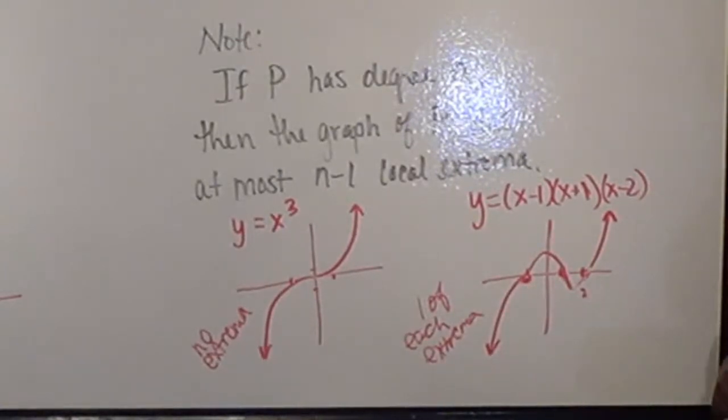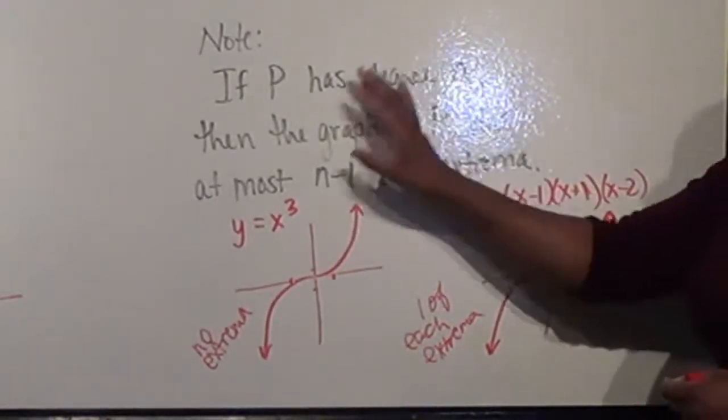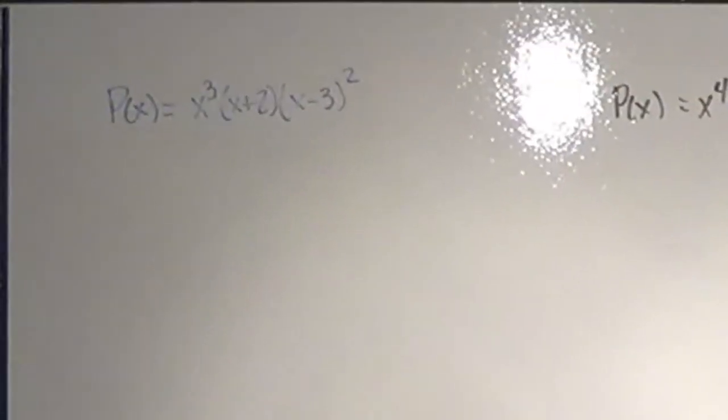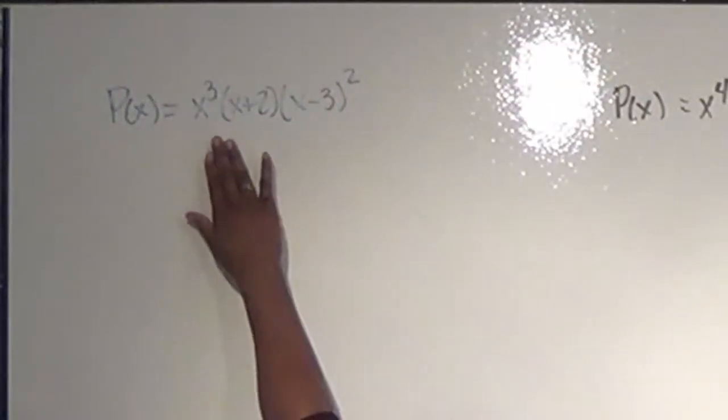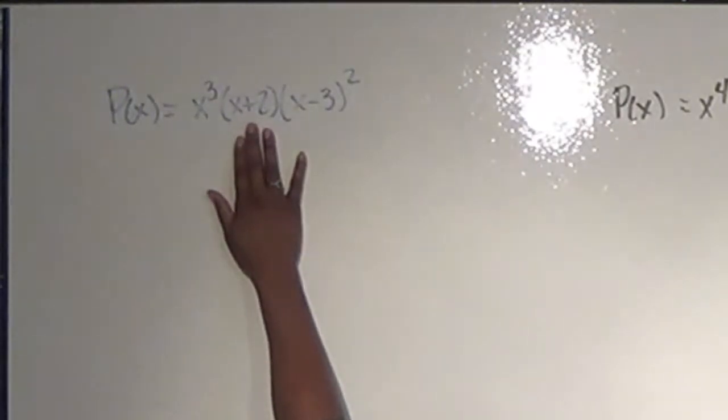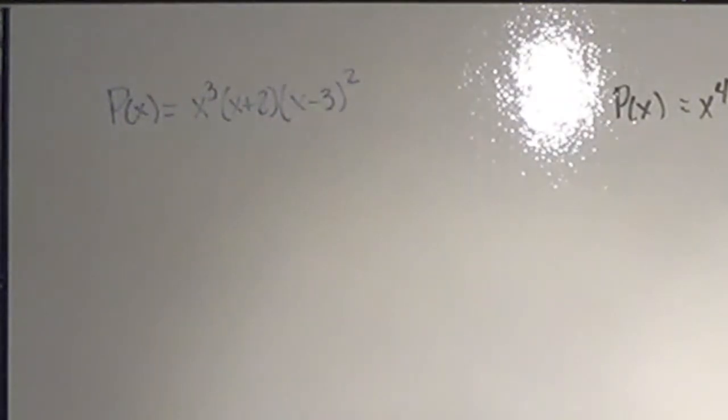So think about if there's ever a way I can get a third degree polynomial that has exactly one extreme value, or why I can't have a third degree polynomial that has 3 extrema. Okay? So think about why this no. So let's look at some examples of graphing polynomials using just the basic techniques. So in this first example, we've got p of x equals x cubed times x plus 2 times x minus 3 squared.